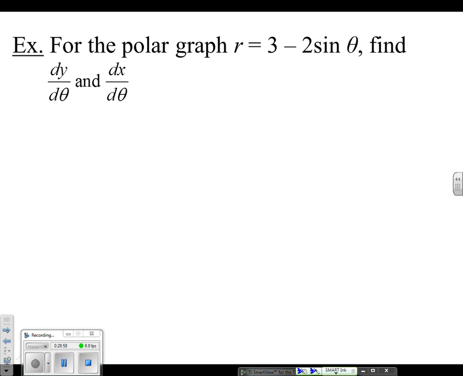Now, r equals 3 minus 2 sine theta is a graph. dr over d theta would represent, dy over d theta would represent the rate at which the y coordinate is changing as theta gets bigger. I don't know what this graph looks like. Actually, I guess we can graph it. I mean, we've got our calculator, so let's graph it.